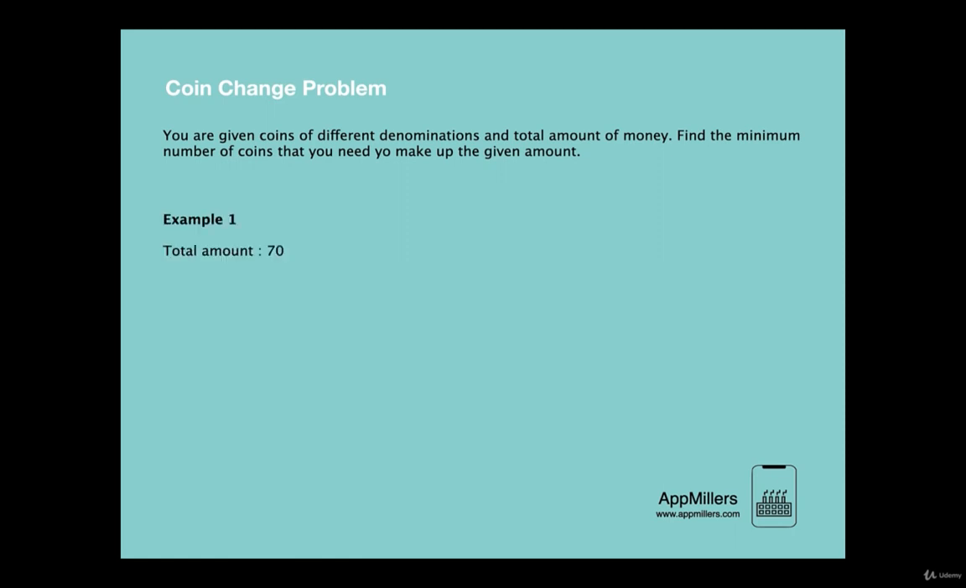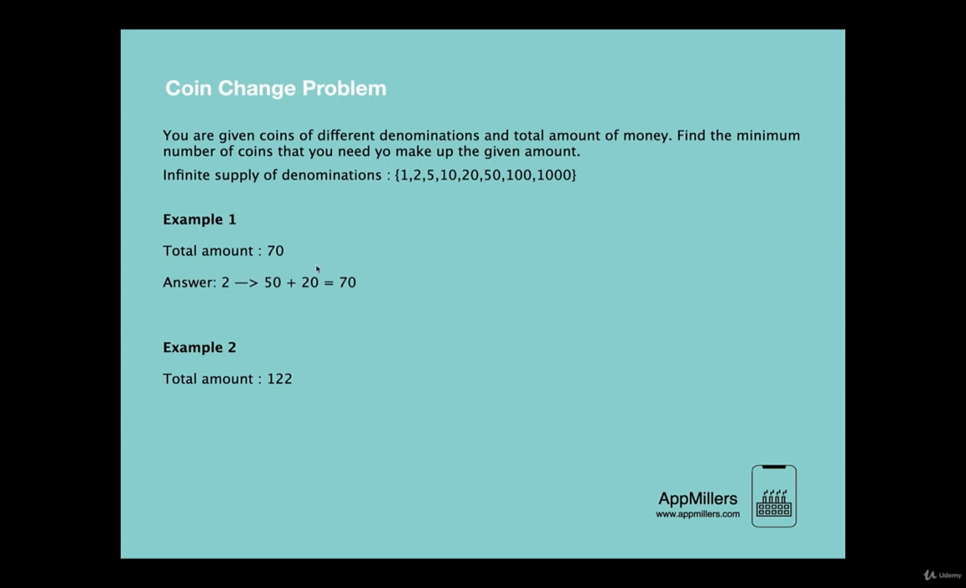So let's say we want to make change for 70, and here we are given an infinite supply of denominations. Our problem is we need to find the minimum number of given denominations to make the change for 70. In this case we can make change for 70 by taking 50 and 20 from this set. The answer for this question is 2, because here we are using only 2 coins, which are 50 and 20. Similarly, if we look at another problem, for example where the total amount is 122, in this case we will use 3 coins from this set to make change for 122.